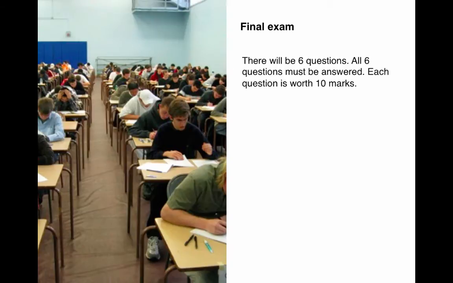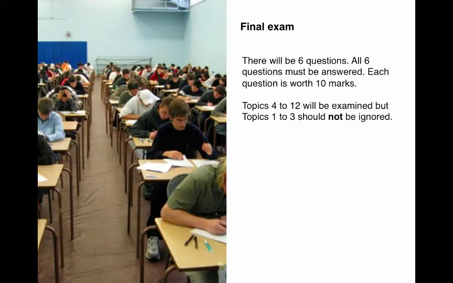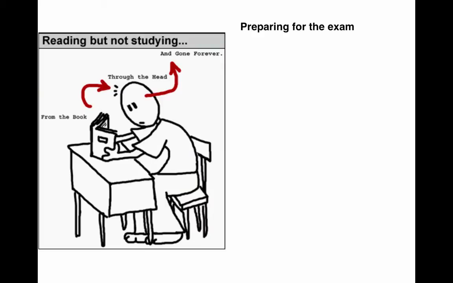The final exam will consist of 6 questions, 6 problem-style questions. All 6 questions have to be answered, so there's no internal choice. And each question is worth 10 marks. 6 times 10 equals 60. We've already assessed topics 1, 2 and 3, so the final exam will focus on topics 4 to 12, but you certainly shouldn't completely ignore the first 3 topics, and topic 3 in particular will be very useful because that's the topic where you learned how to answer a legal problem.